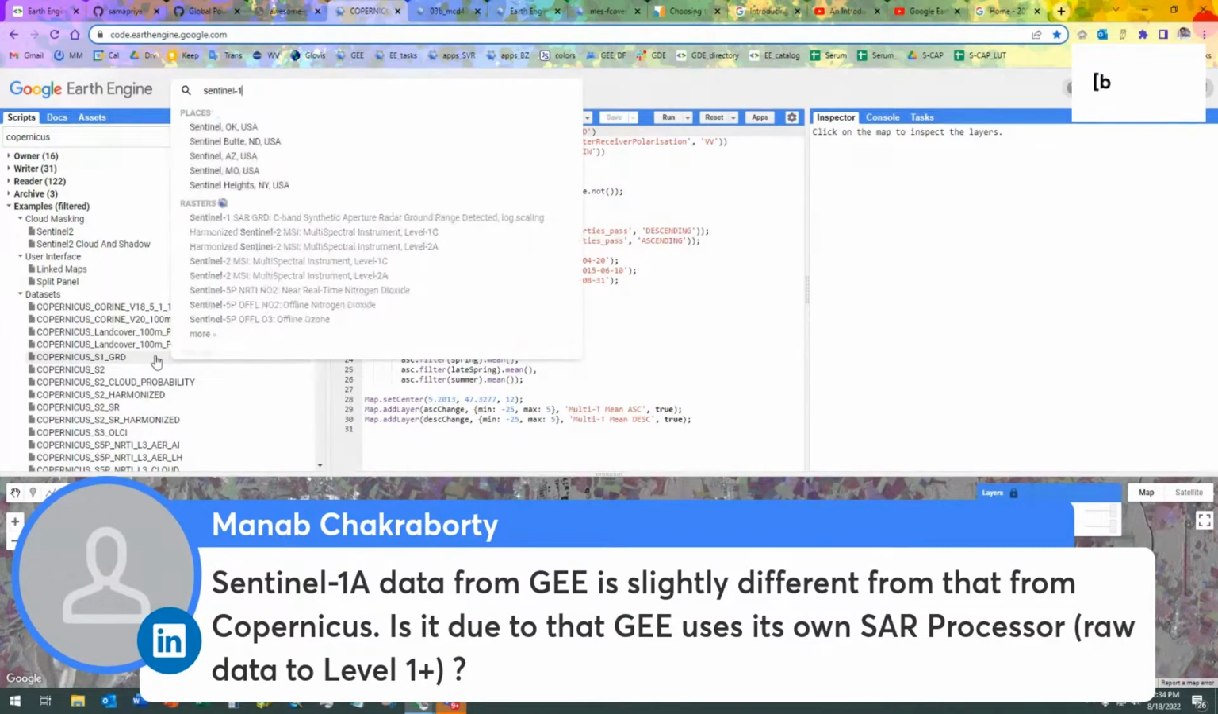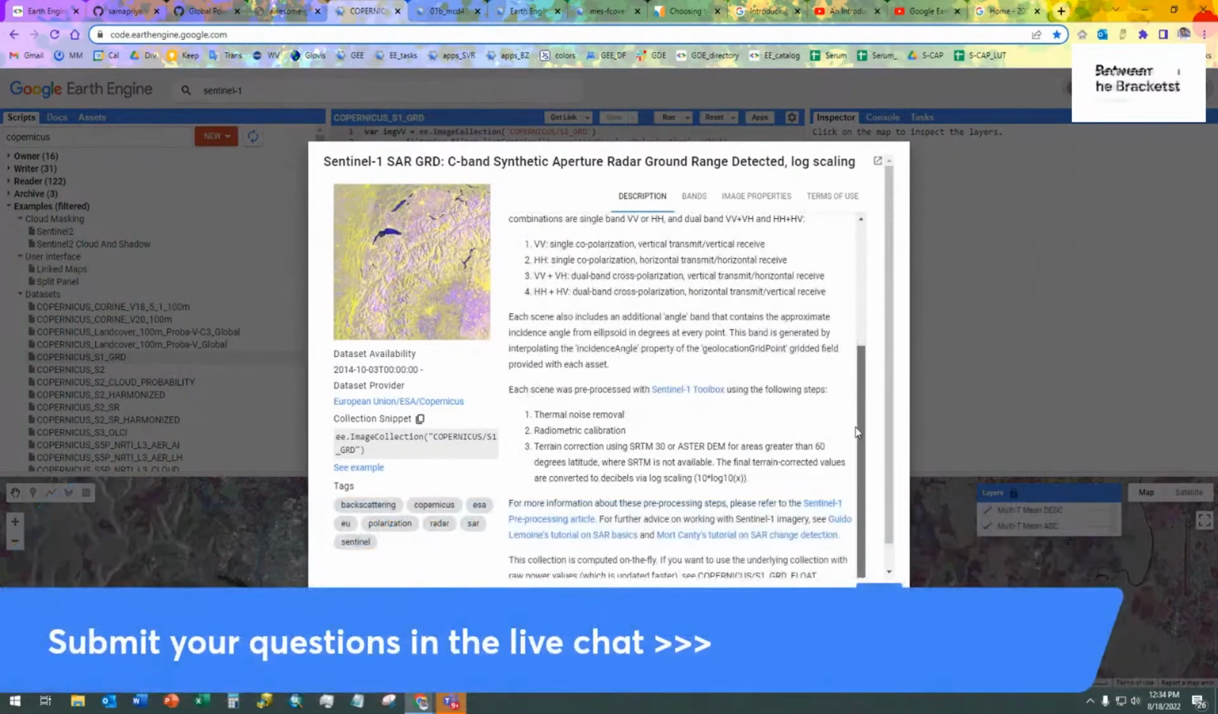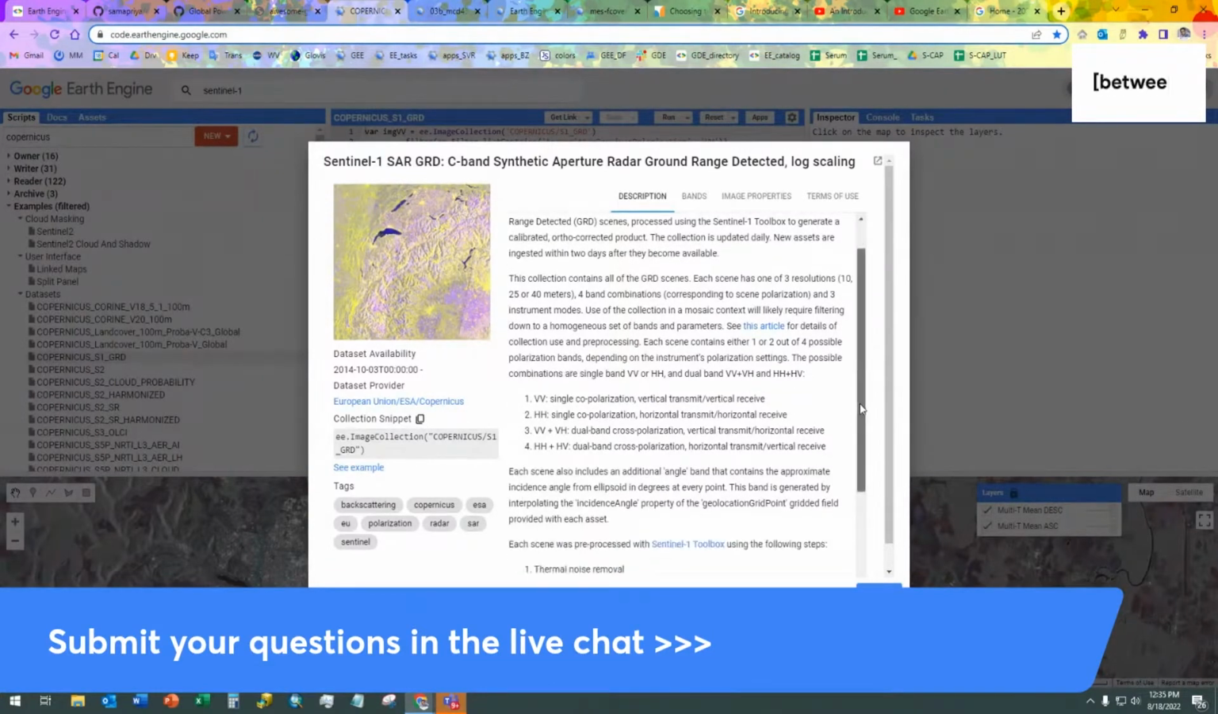They do in their documentation, just to quickly mention, talk about how they use the Sentinel-1 toolbox, also known as Snap, to do the processing. Also, just to give you a little bit of insight into the process.